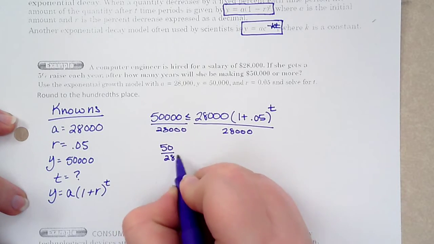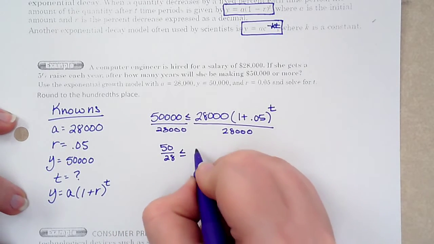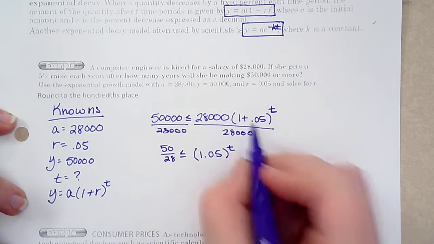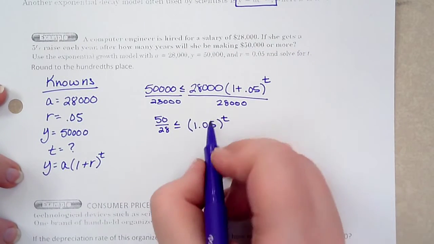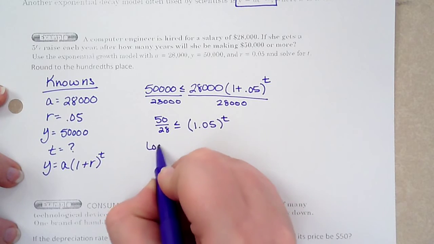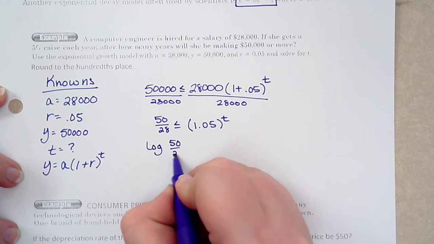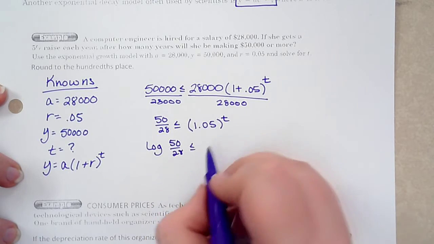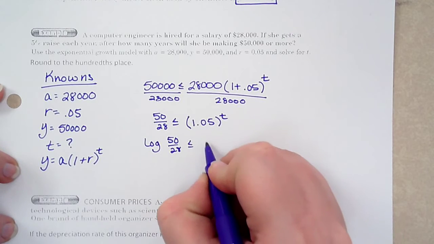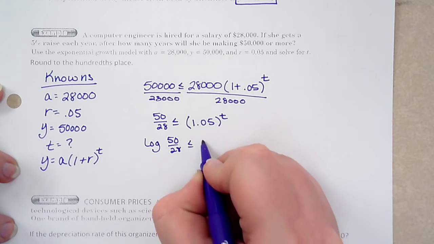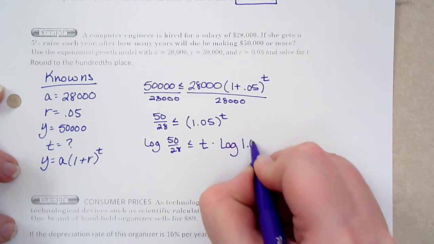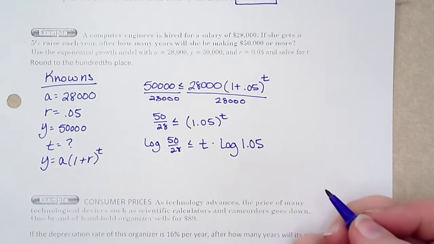From here, we get 50 over 28 is less than or equal to 1.05 raised to the t. I just simplified what was inside there. Now, to get this t out of the exponent, what we're going to do is take the log of both sides. And from here on in, I'm just going to use an equal sign so I don't have to keep remembering to use the inequality. But what that log does is it brings the t and turns it into a multiplier rather than an exponent. That's just one of our exponential properties.